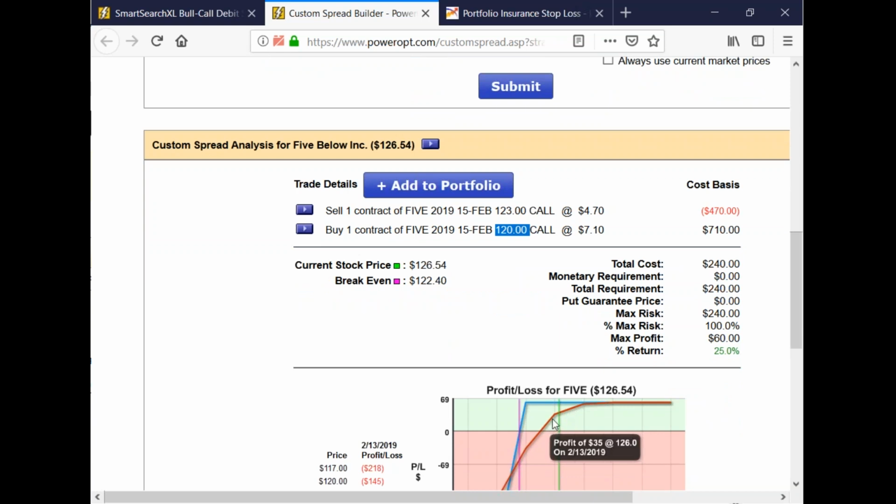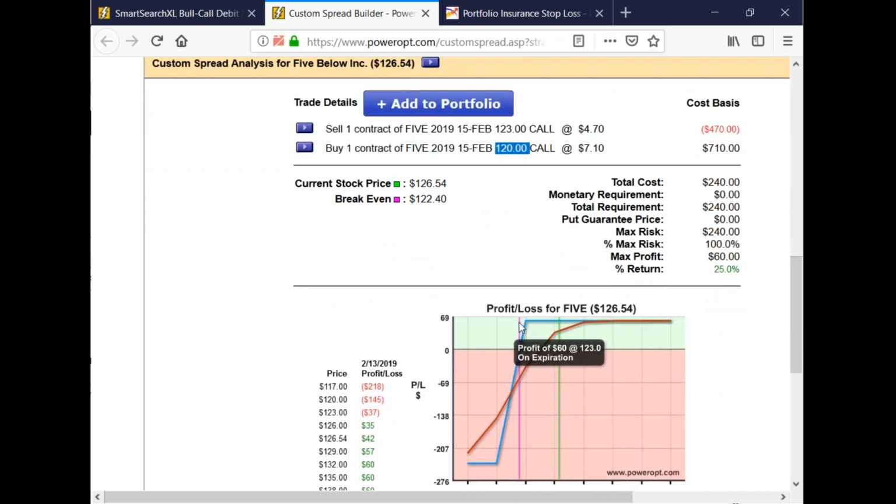If the stock stays above 123 at expiration, both calls are in the money, Gordon. I'll be able to buy shares of stock at 120, sell them at 123. I've got to meet that obligation for the option that I sold, and I'll get the 3 points back. My cost was 240, get 3 back. Our profit is 60, so we make a 25% return as long as the stock stays above 123.